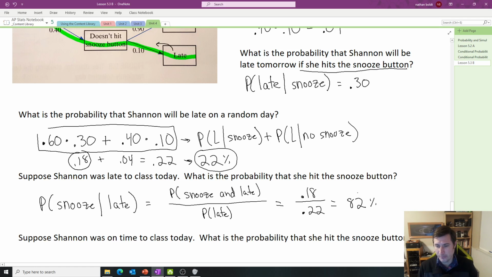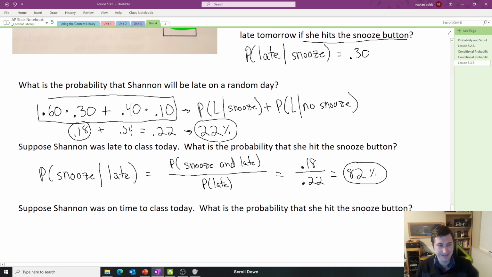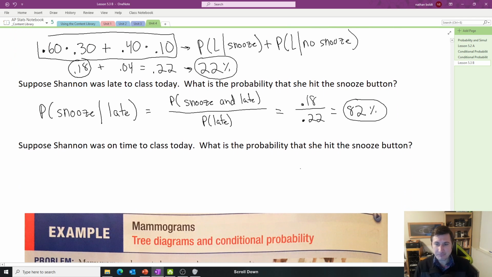Hopefully that makes a little bit of sense. If you are late, why was it that you were late? Probably because you hit the snooze button. So there's an 82% chance that she hit the snooze button if she was late. So when she stumbles into class late, everyone knows there's an 82% chance it was because she hit the snooze button. All right. I think I got another one of those.